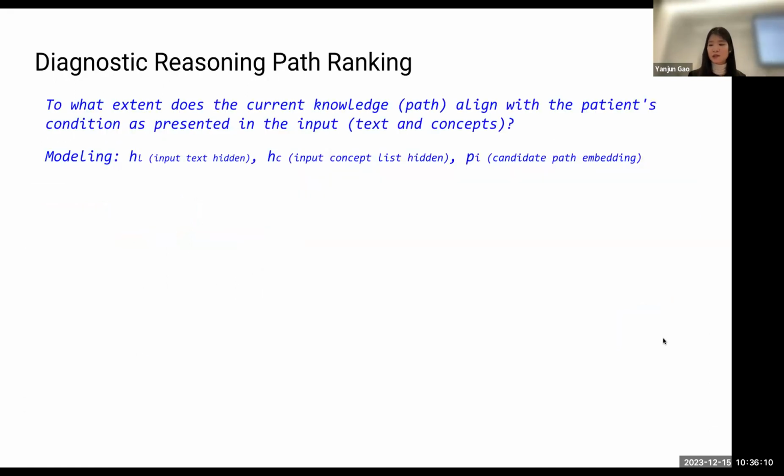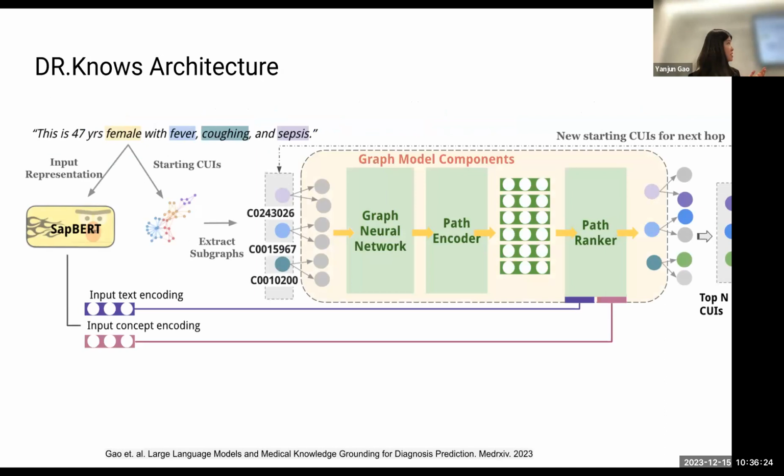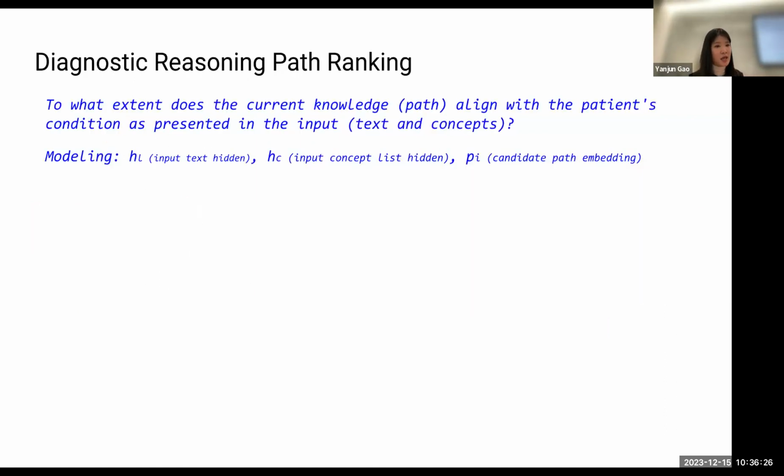So I think I need to speed up a little bit because I'm more interested in the next part of the slides. I do want to talk about the path ranking. I actually have a slide about the path representation. If we have time, we can get to it in my backup slides. But the path ranking is where it starts to show how we design the modules that can exhibit the diagnostic reasoning process. In other words, we ask the question, to what extent does the current knowledge path align with the patient's condition as presented in the input?